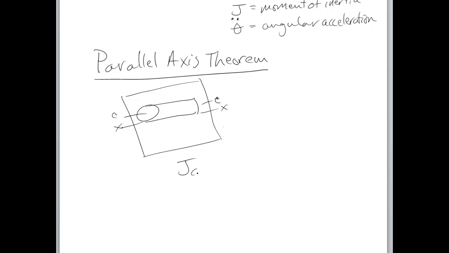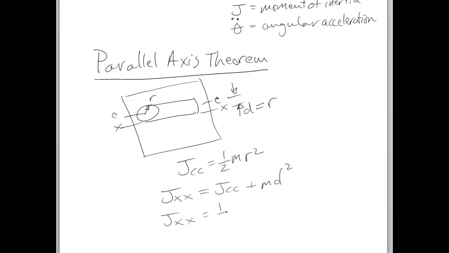The moment of inertia of a cylinder about its center line is 1/2 mr squared, where r is the radius of that cylinder. If we want to find the moment of inertia about that contact line, then it's the moment of inertia about the known point plus the mass times the distance between the two axes squared. In that case, that would be this distance d, which in this example is just the radius of the cylinder. So the moment of inertia about this new axis is going to be 1/2 mr squared plus mr squared, or 3/2 mr squared. Okay, so that's the parallel axis theorem.